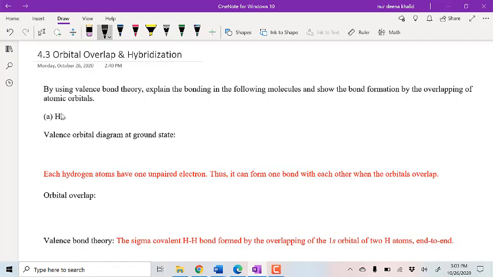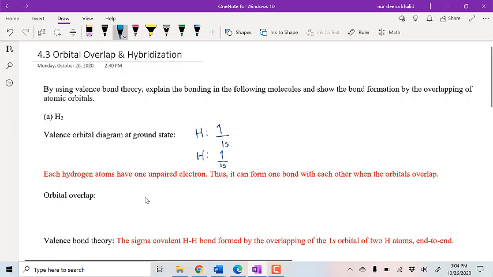So we have the hydrogen molecules. The valence orbital diagram at ground state for the hydrogen is 1s. So for the first hydrogen atom, in the 1s orbital we have 1 electron. For another hydrogen atom, also we have 1 electron in 1s orbital. So each of hydrogen atoms have 1 unpaired electron. So it will form one bond with each other when the orbitals overlap.